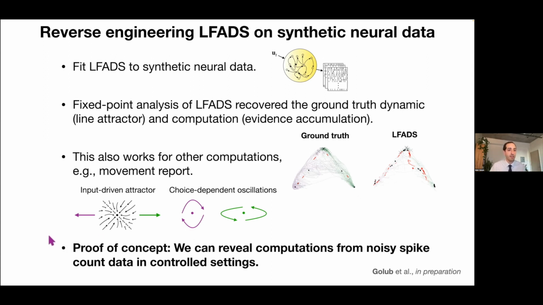And altogether, this is a proof of concept. We can use these techniques to reveal computations from noisy spike count data in these controlled settings. And this gives us confidence now to go out and apply these techniques widely across real neural data sets.